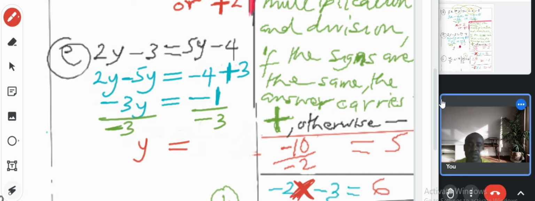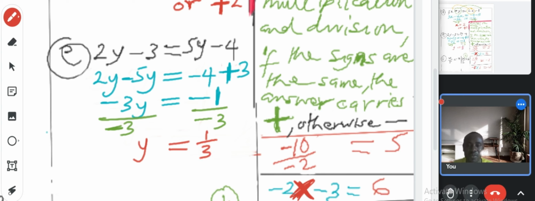What is -1 over 3? Sorry, -1 over -3. It will still give you 1 over 3. Minus, we just cancel out minus and it becomes plus. The signs are the same, minus up and minus down, so the answer will carry a plus. And that answer will still be 1 over 3.